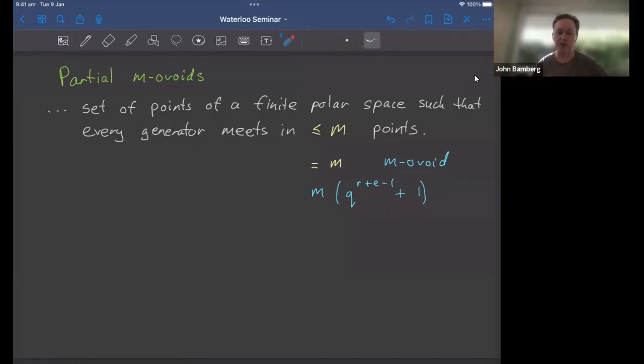And partial m-ovoids, there's not much known about their size. So they're bounded above by this. But we don't know in the cases where there don't exist m-ovoids what the largest size of a partial m-ovoid is. Well, we don't know much about it. So I'll say what we do know.